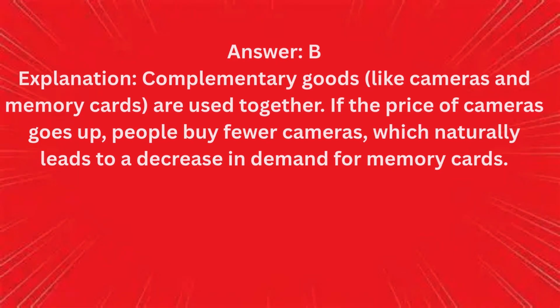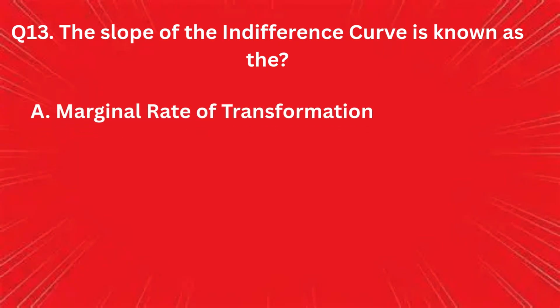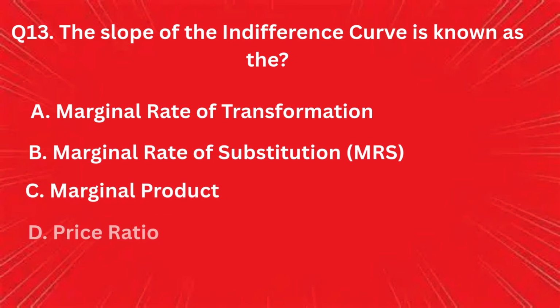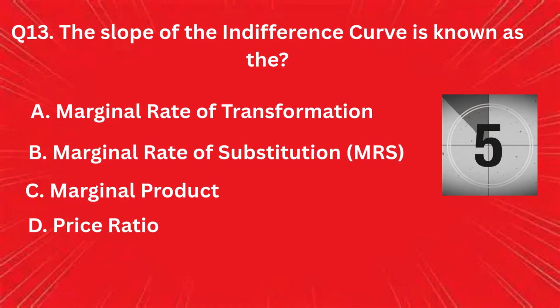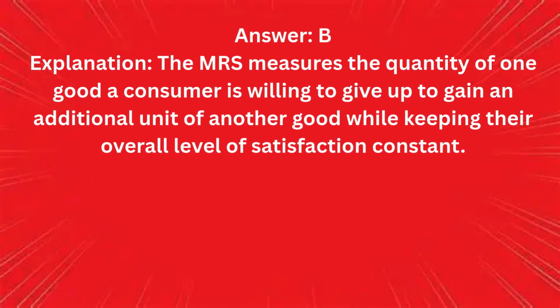13. The slope of the indifference curve is known as the: A. Marginal rate of transformation. B. Marginal rate of substitution, MRS. C. Marginal product. D. Price ratio. Answer, B. Explanation: the MRS measures the quantity of one good a consumer is willing to give up to gain an additional unit of another good while keeping their overall level of satisfaction constant.